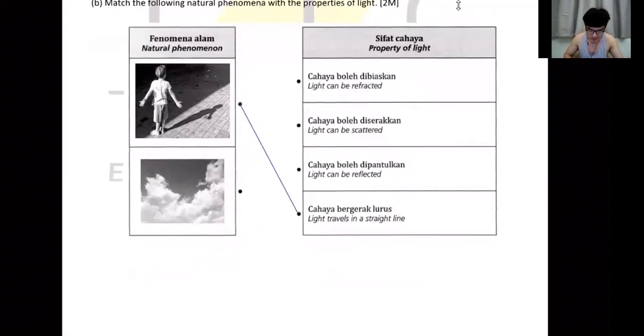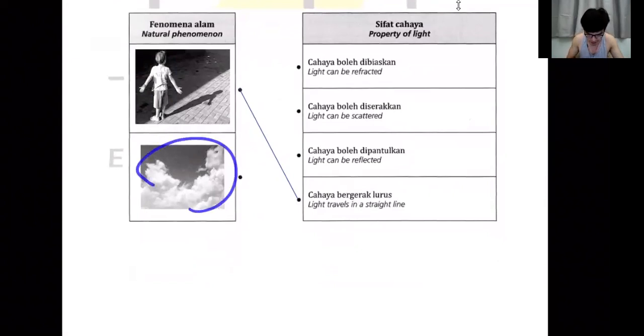It makes no sense. Okay, so next one, blue. You see your blue sky. Why do you see blue sky? Because light can be scattered. Light will just go everywhere. That's why you see a blue sky.